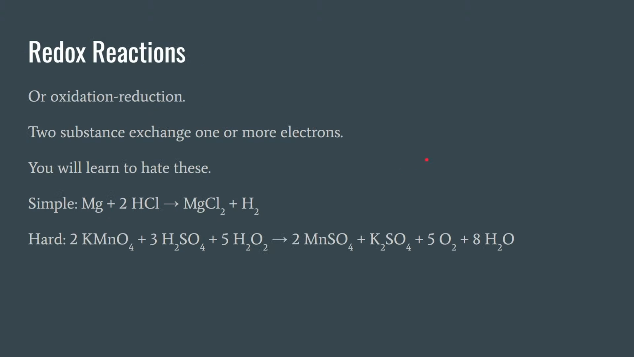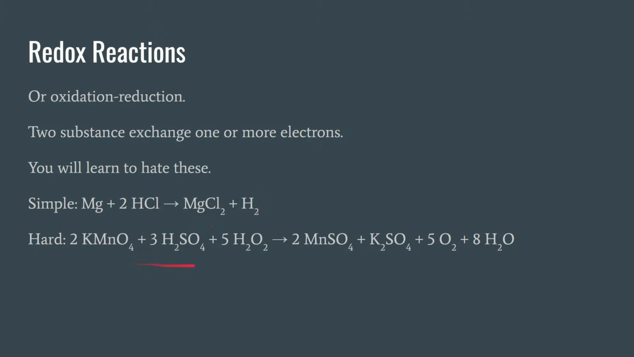Finally, the one you will learn to hate is redox reactions, or oxidation reduction, when two substances exchange one or more electrons. So a simple version of this is you have magnesium and hydrochloric acid. The magnesium loses 2 electrons to hydrogen, and you end up with magnesium chloride and hydrogen gas. That's the simple one, relatively easy to balance.